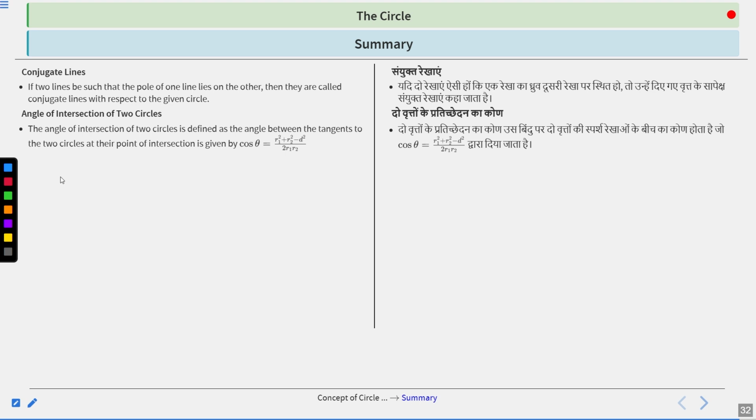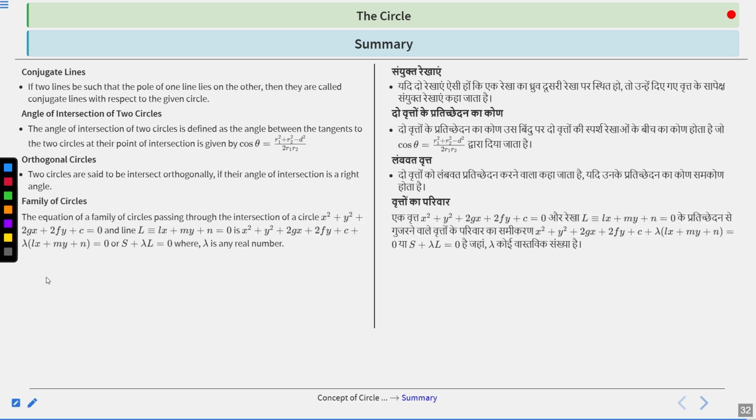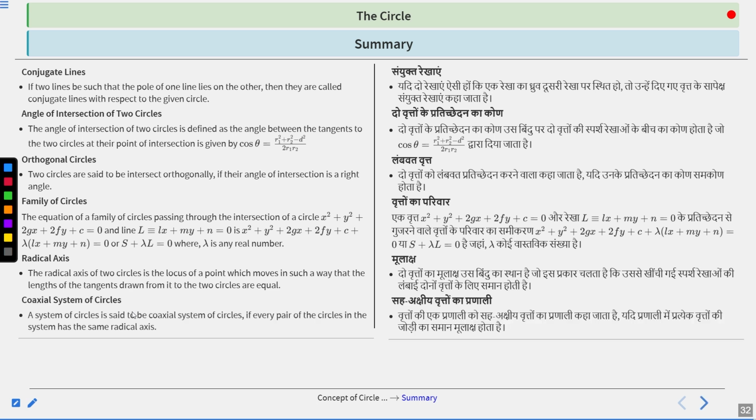If we are given two circles, then cos theta, that is the angle of intersection between two circles, will be (r1 square plus r2 square minus d square) upon 2 r1 r2. After that, we have seen orthogonal circles, in which two circles are said to intersect orthogonally if their angle of intersection is a right angle, right? After that, we have seen the family of circles. We have seen the radical axis. The radical axis of two circles is the locus of a point which moves in such a way that the lengths of the tangents drawn from it to the two circles are equal. Clear? After that, we have seen the coaxial system of circles, in which a system of circles is said to be a coaxial system of circles if every pair of circles in the system has the same radical axis, right?